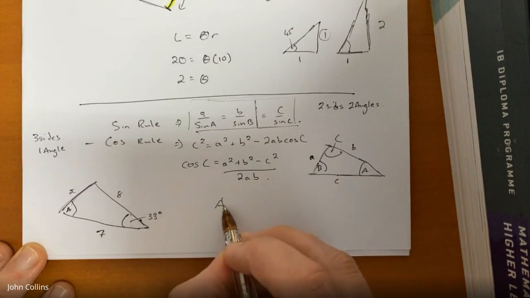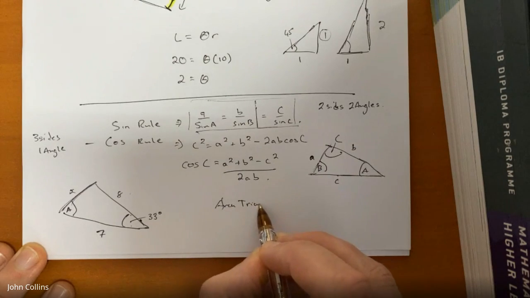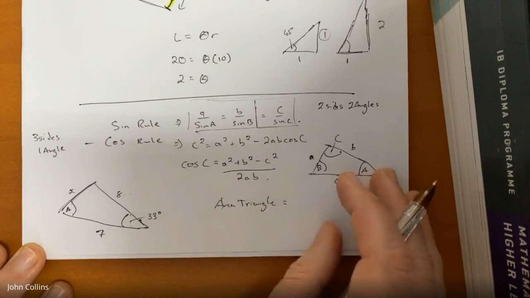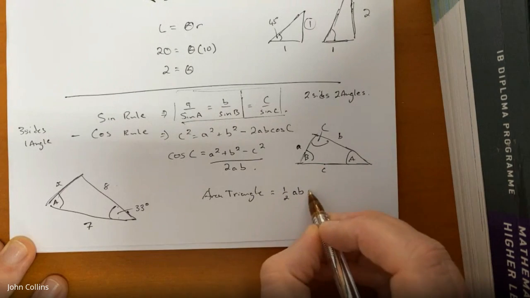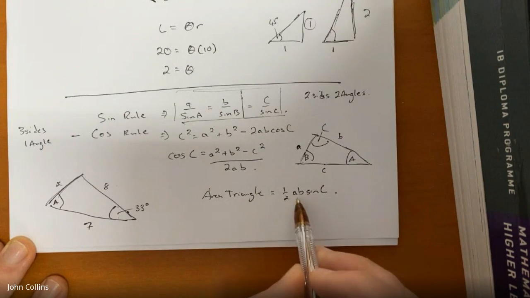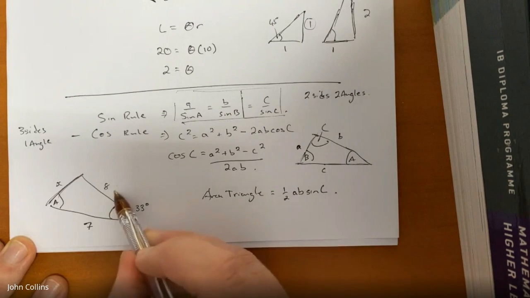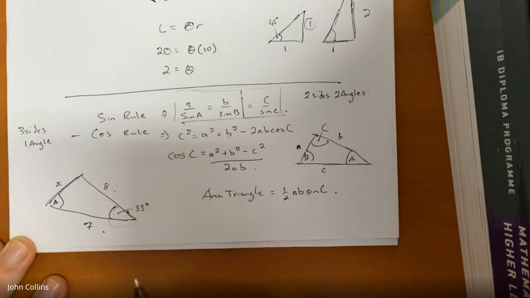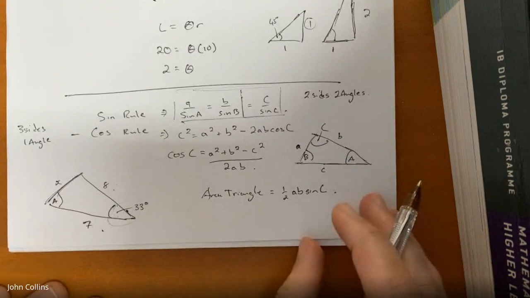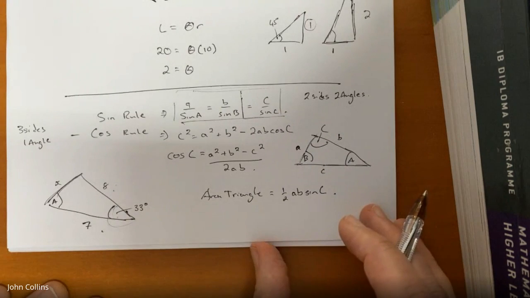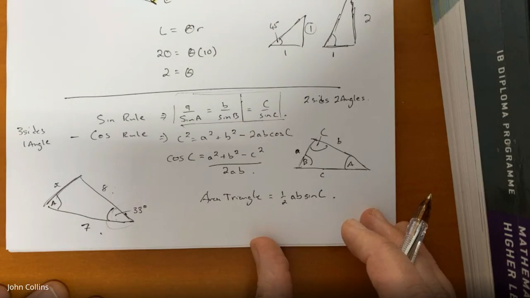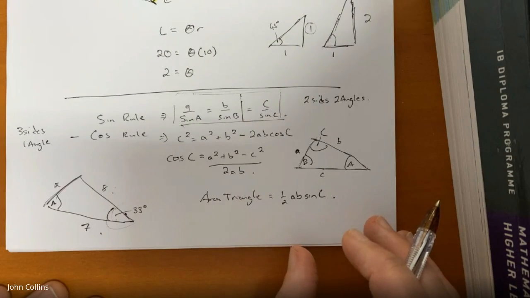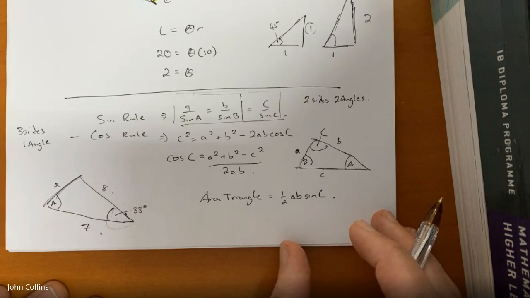And there's also the area of a triangle. And I presume that you're okay with this, because this came up a lot in previous years. Half AB sine C, so that's the two sides, so you'd use this side and this side and the angle in between to find the area of the triangle. We use half times base times height for right triangles. If it's a right angle triangle, definitely, yeah, half times base times height, no problem.